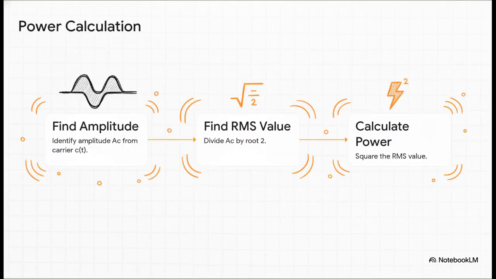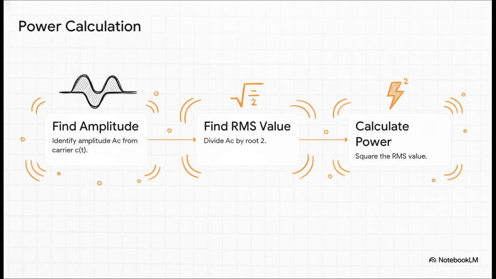Let's see how this builds into a math problem. Say you're given a carrier signal c(t) equals 4 times the cosine of 2 pi times 1000 t, and you're asked for the average transmitted power. Step 1, spot your amplitude, Ac, which is 4. Step 2, and this is critical, do not just square the amplitude. That is the trap. You have to divide the amplitude by the square root of 2 to get the RMS value before squaring it. So 4 over root 2, all squared, equals 16 divided by 2, giving you 8 watts of true carrier power.